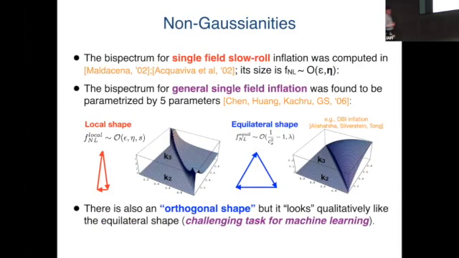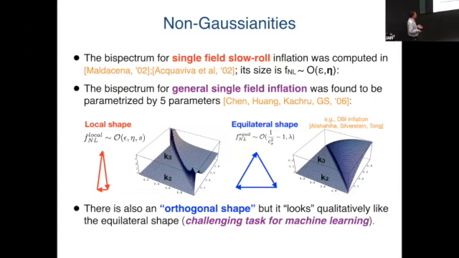Now, the bispectrum for general single field inflation has been computed long ago, and in fact has even been completely classified. The level of non-Gaussianity for simple models tends to be small, but there exist models that have sizable non-Gaussianity. A prime example is DBI inflation. So let me just highlight two of the shapes in this classification.